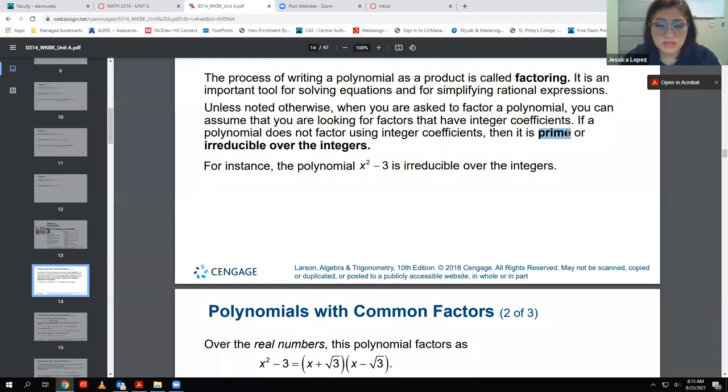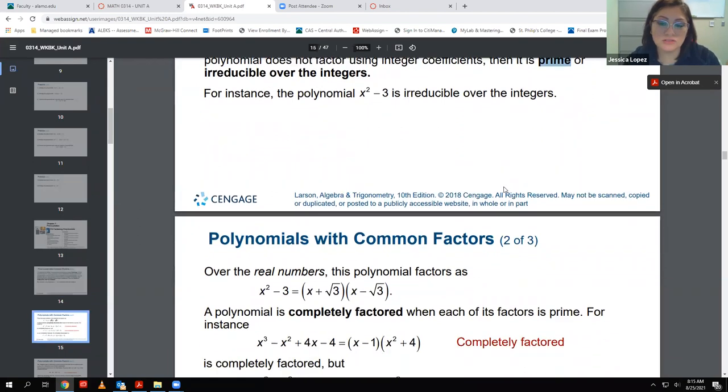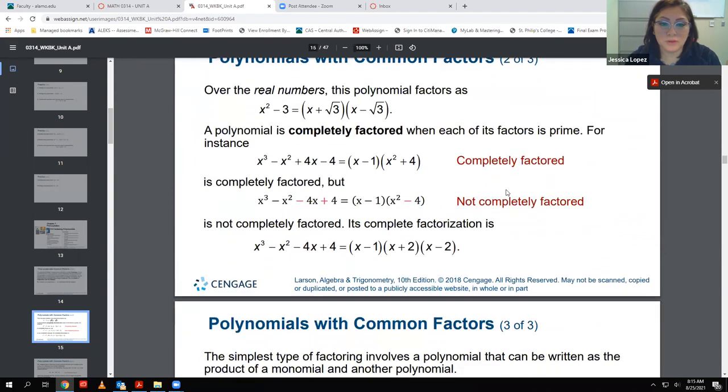So that's good to keep in mind because if you are working on the homework and it says factor if possible, and you're trying and trying and trying and you can't get it, chances are you have to actually type in the word prime, okay? So just keep in mind that sometimes, no matter what we're doing, you can't factor it. And so the answer is just prime, okay?